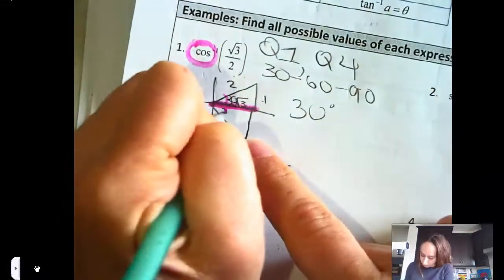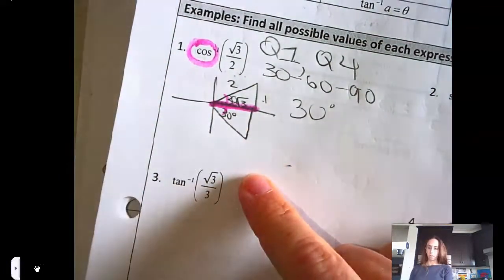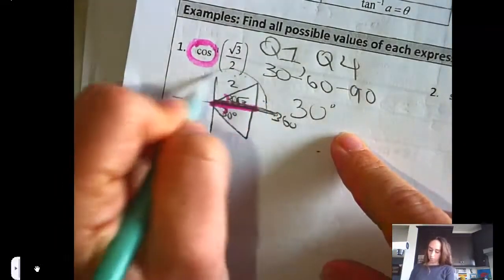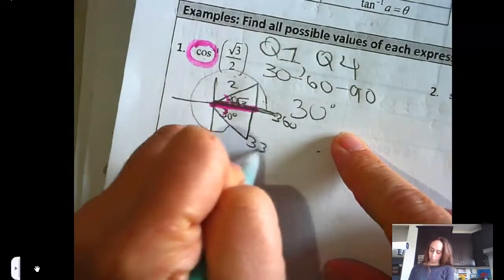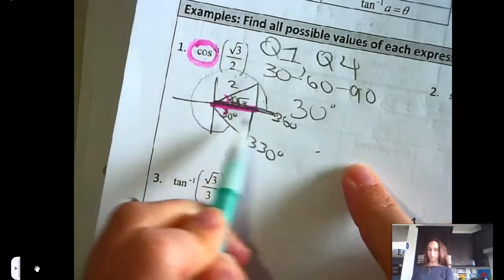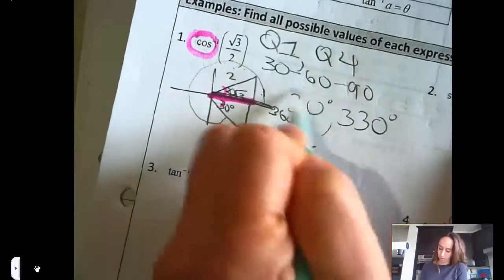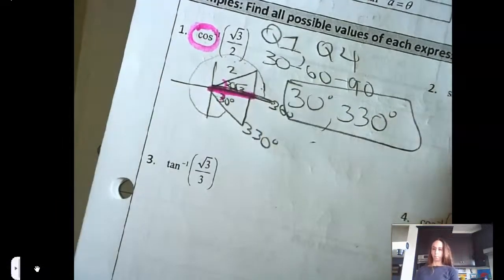Well, if this also represents 30 degrees, and this line represents 360, how many degrees is this really? 330, because this minus this gives you that. So the two answers are 30 and 330 degrees.